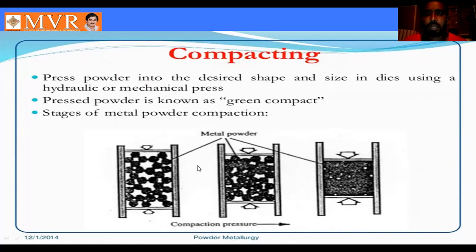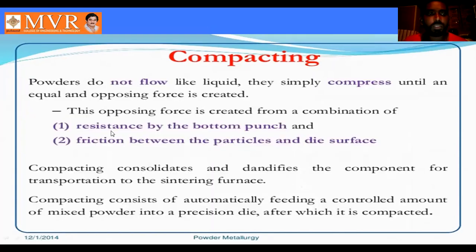Compacting is one of the powder metallurgy methods. By using the compacting method, we can produce different types of objects. How we produce them is like this: it is a step-by-step procedure, in stages. This is the first stage, the second stage. See here, the opposite force is created from a combination of resistance by the bottom punch. That is the first point.